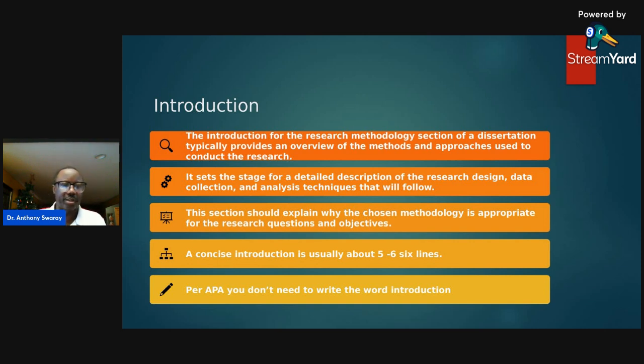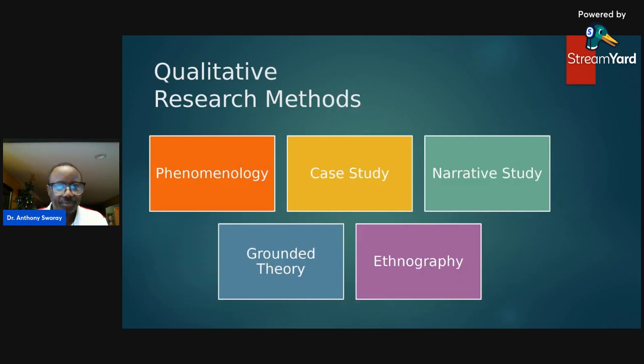So usually it's about 5 to 6 lines, depending on what you want to add. I don't think it hurts to add more, but usually it's 5 to 6 lines. And according to APA 7th edition, you are not supposed to put a heading in the introduction. Just write, and when you are done with it, you move to the next section.